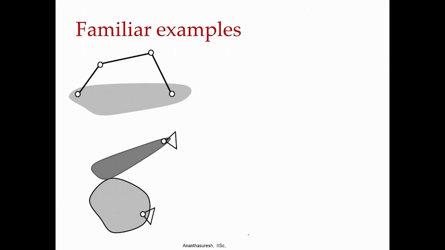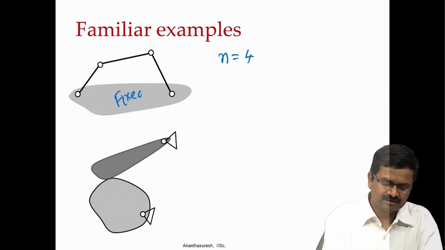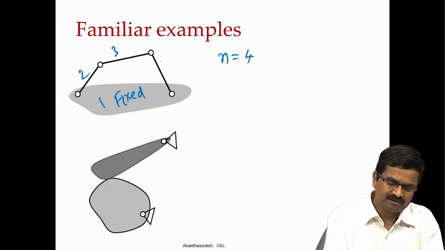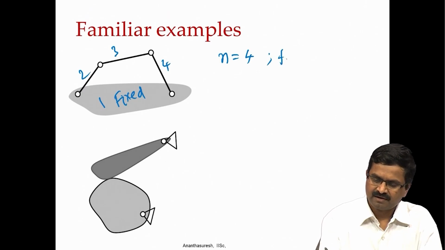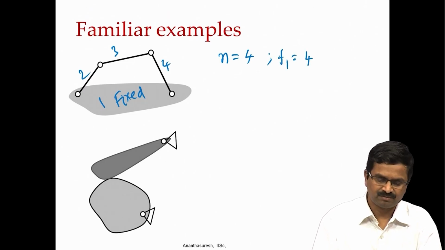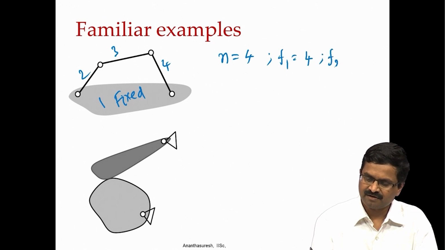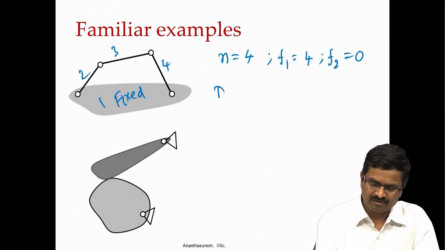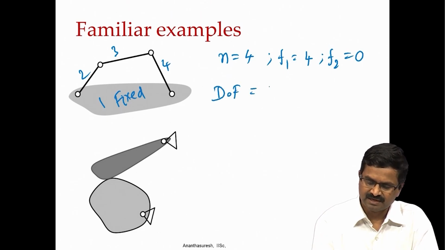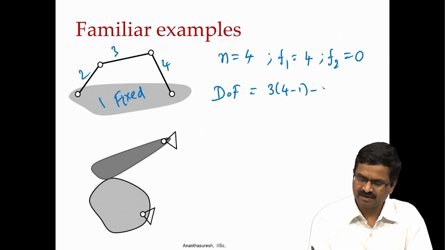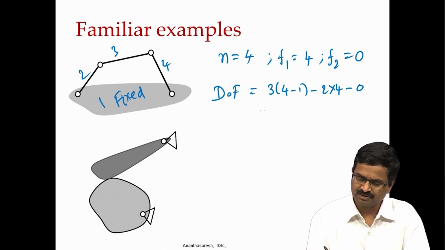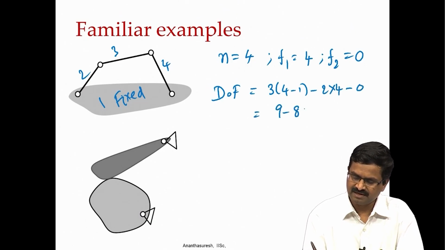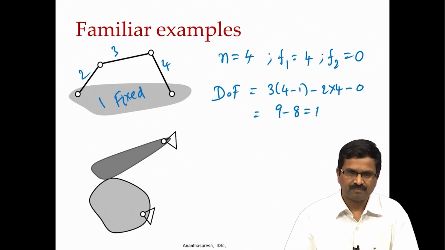And these are some of the familiar examples for you. A 4 bar linkage, where n equals 4, this is the one that is fixed, we call that 1, 2, 3, 4, and there are F1 joints, 1 degree of freedom joints, 4 revolute joints, and there are no 2 degree of freedom joints, so F2 is 0. Now, if we write degrees of freedom for this, it is 3 into (4 minus 1) minus 2 into 4 minus 0, that is 9 minus 8 equals 1. It is a 1 degree of freedom mechanism.